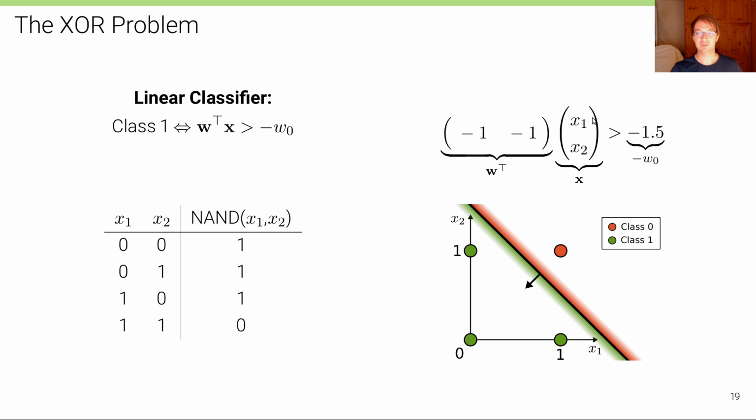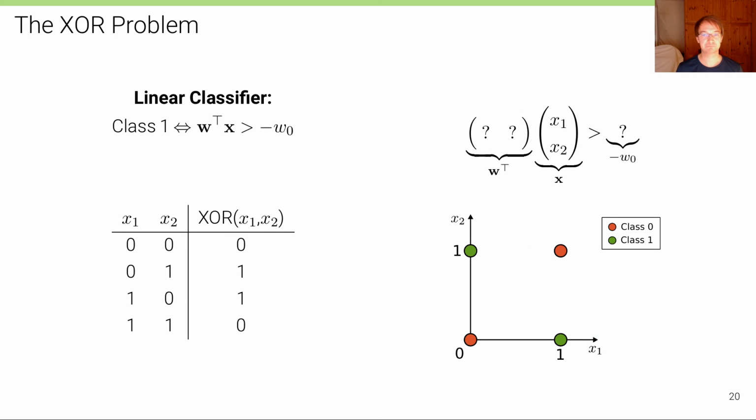On the other hand, if we set x1 or x2 to 1 and the other one as 0, we get a -1 here, which is bigger than -1.5. So it's correctly classified as class 1. If we have 0 and 0, we get 0 overall, which is also bigger than -1.5. So this point here is also correctly classified as class 1. Okay, so we see that we can represent a whole range of simple logical operations using this simple linear classifier.